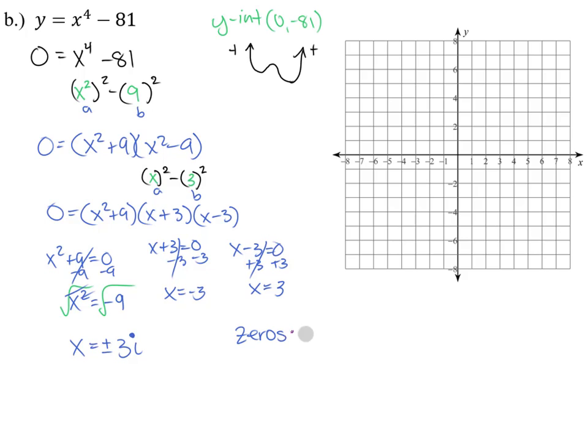So my zeros and their multiplicity, so we get zeros of negative 3 and positive 3, and then we get plus or minus 3i, which we don't actually even count. So we're not going to graph those.